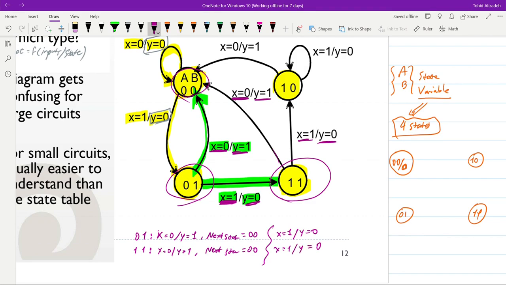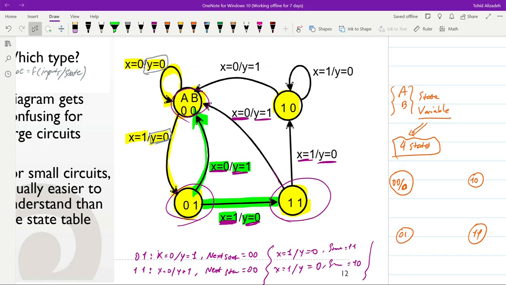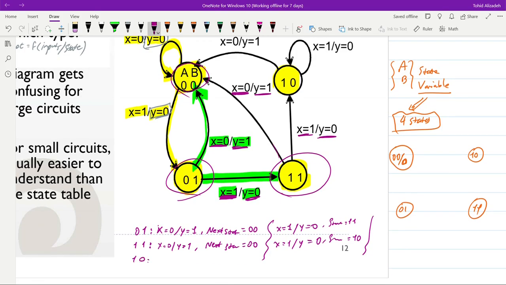Okay, but the next state in this case will be different. So next state will be 1, 1, and the next state here will be equal to 1, 0. But if we consider the 1, 0 state as well here, we can see that for that 1, 0 state, when x is equal to 0, y will be equal to 1, and the next state will be also equal to 0, 0.